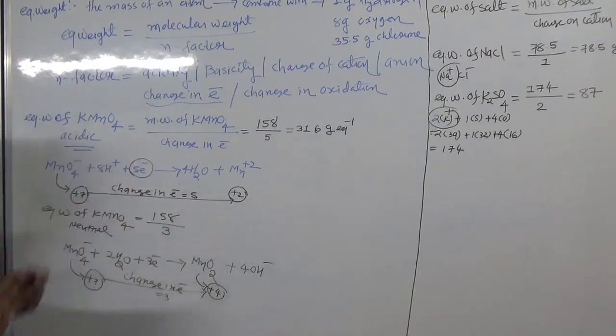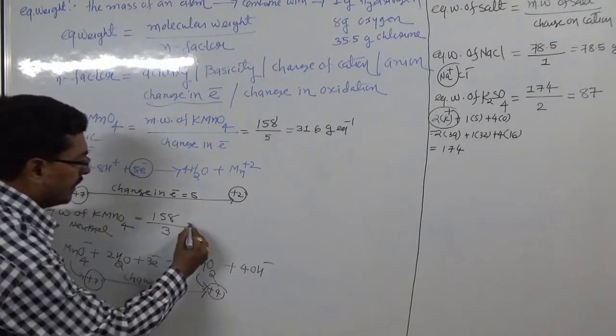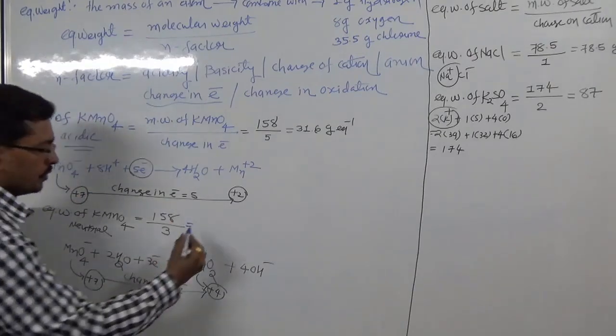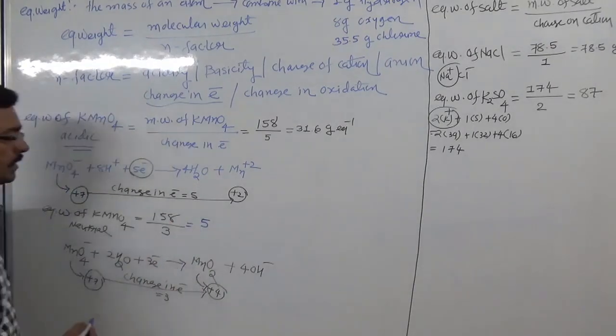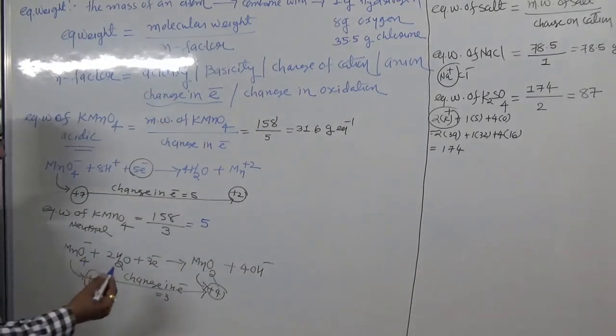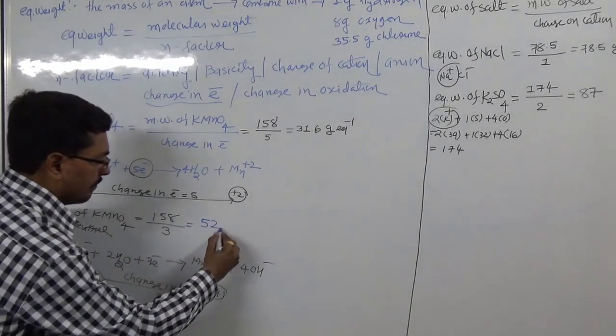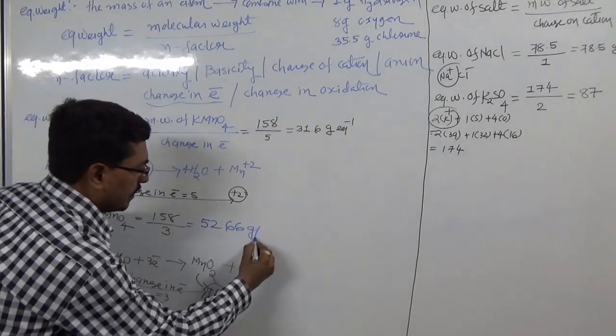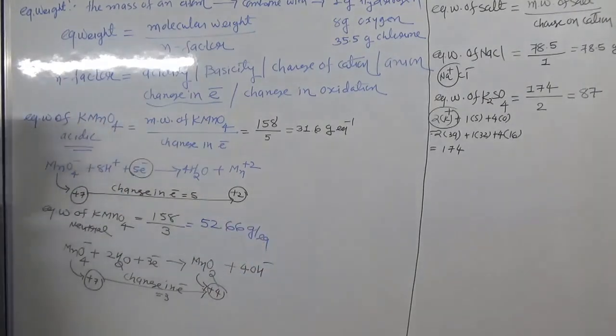So for KMnO4, the equivalent weight will be 158 divided by 3. So you will get 52.66 gram equivalent. In this way you can find the equivalent weight of KMnO4.